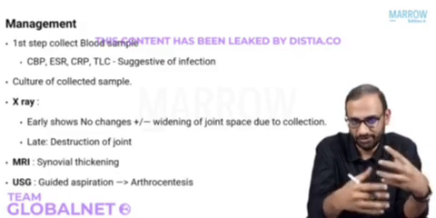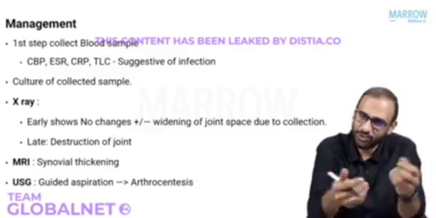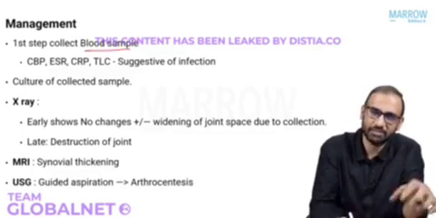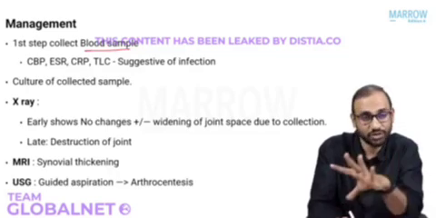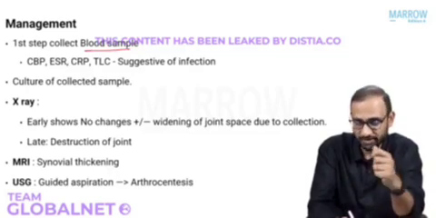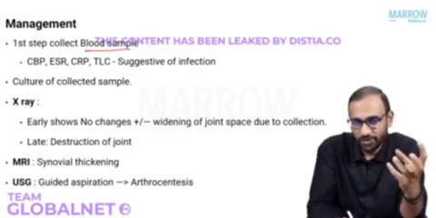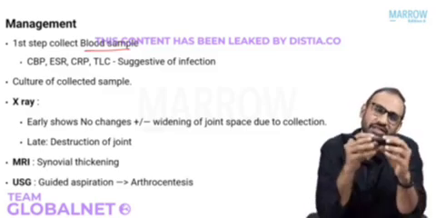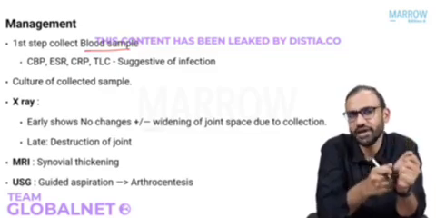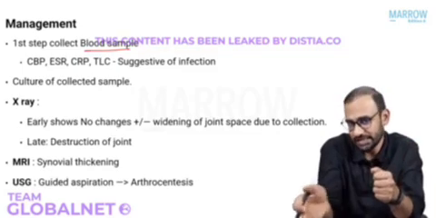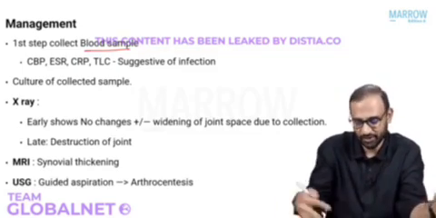But if you want to stick to protocol, the first thing you should do is collect a blood sample and send for CBC, ESR, CRP, and for culture. But again, you don't have to wait and do this, but collect the blood sample nevertheless. Your aim here is to go in and remove the contents of the joint, because these are the things that are destroying the joint. And we'll go into great detail later once we have covered the algorithm of management.